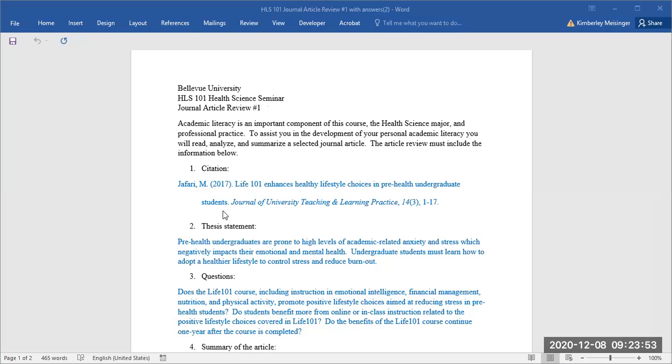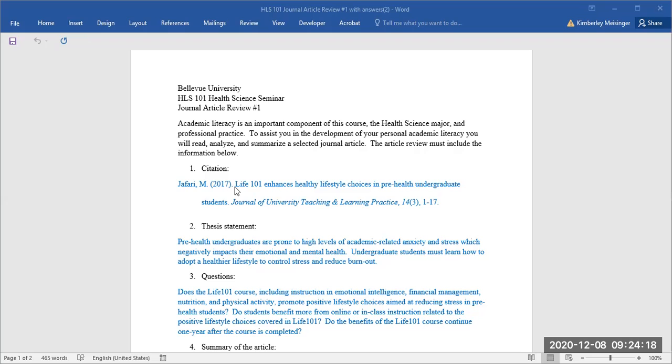You'll notice here that the citation starts with the last portion of the name. So Jafari, comma, and then the author's first initial M, then a period. You'll always want to use, especially in a journal article, the year, specifically here. So it's going to be 2017, parenthesis, period.